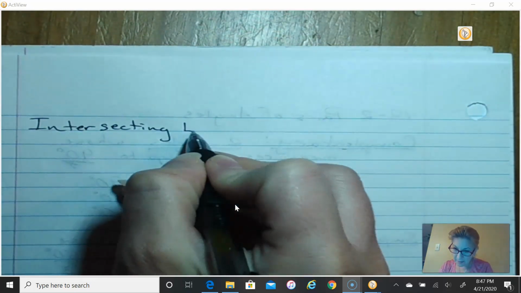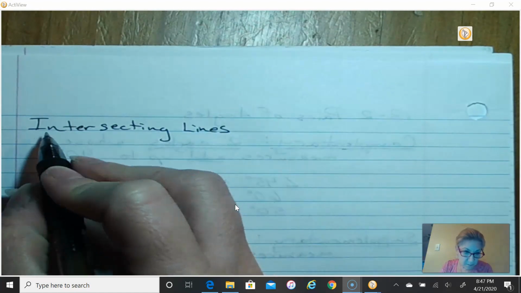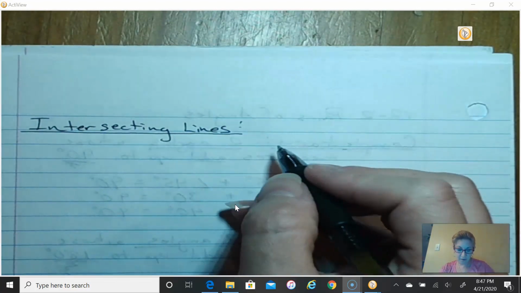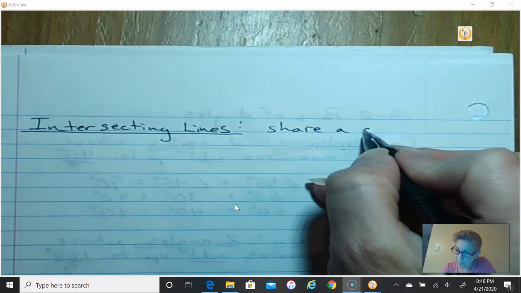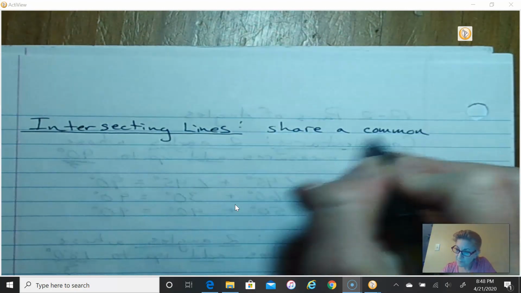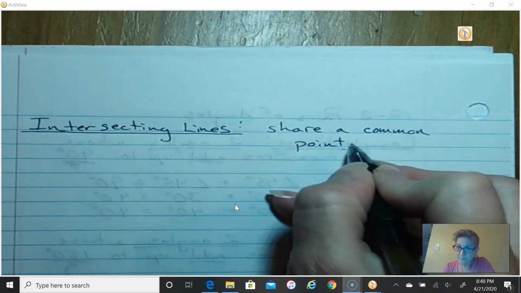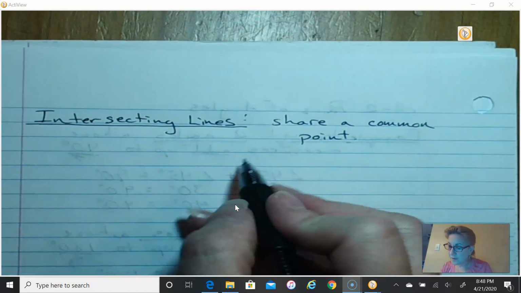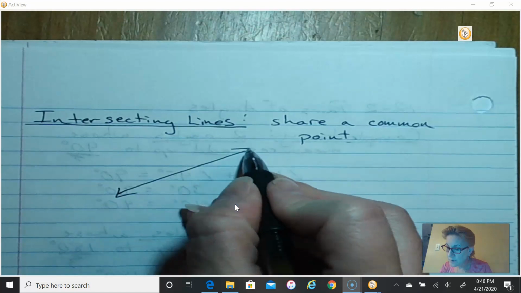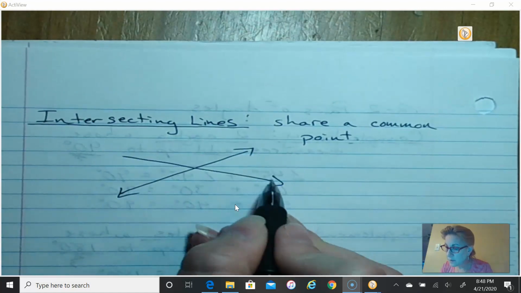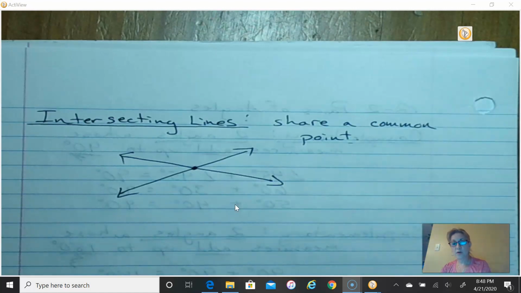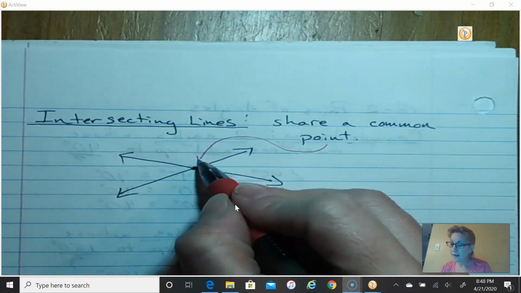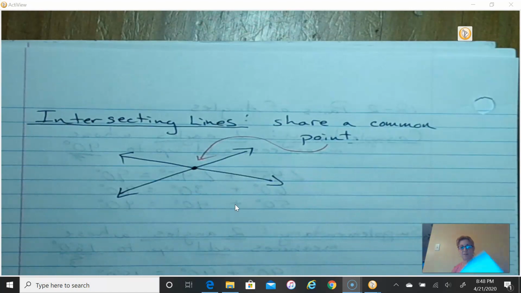Intersecting lines. Okay, here's where it gets kind of crazy. Intersecting lines share a common point. For example, those are intersecting lines. See that point? That's that common point right there.